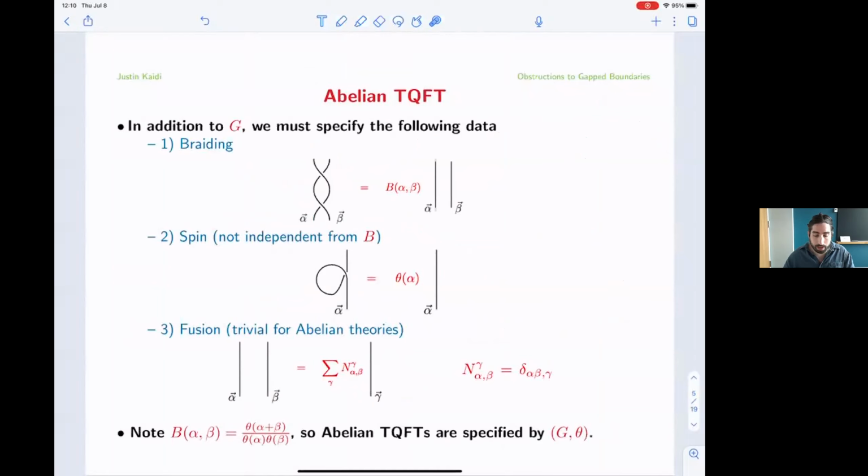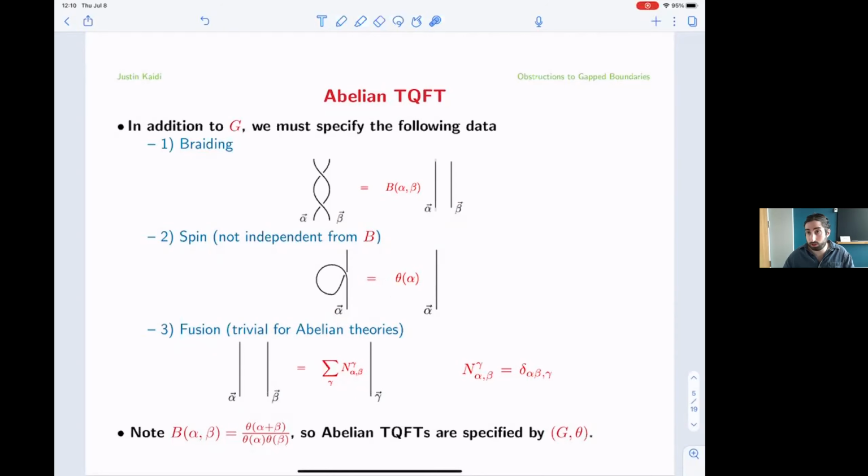So for example, I have to specify these Aharonov-Bohm phases that I was just mentioning. And this is basically captured by this braiding here. So if I braid an alpha and a beta anyon, I get a phase, which is the braiding phase. And I also have to specify some spins. So if I have a loop like this and I want to undo the loop, then I get some phase, which is theta. Now this spin data is not independent from the braiding data, and we'll come back to that in just a second. But for now, let me just go right to fusion.